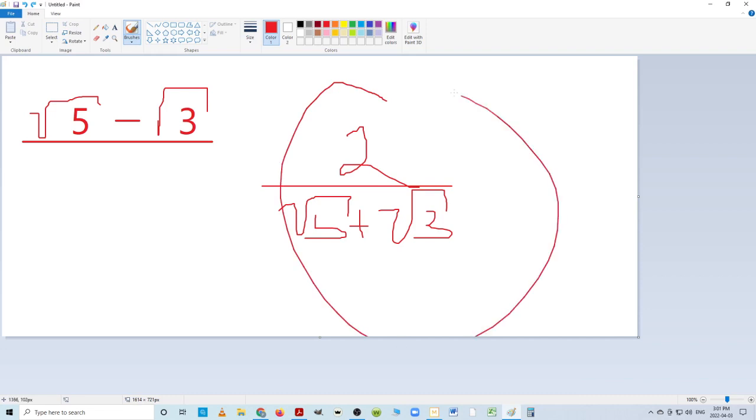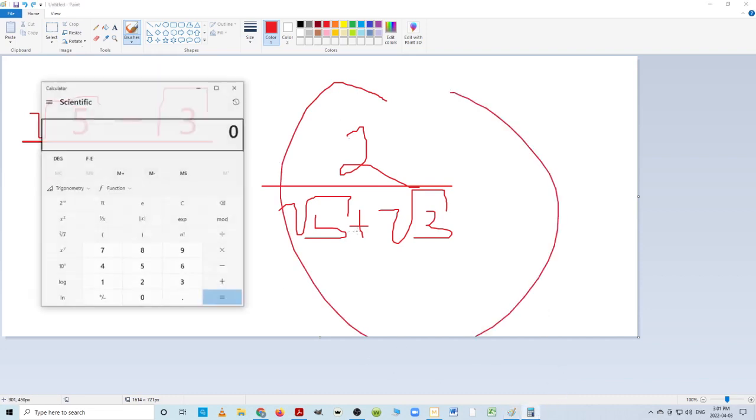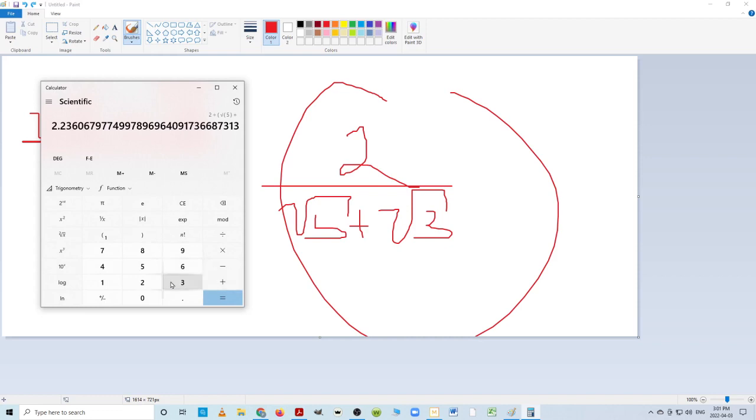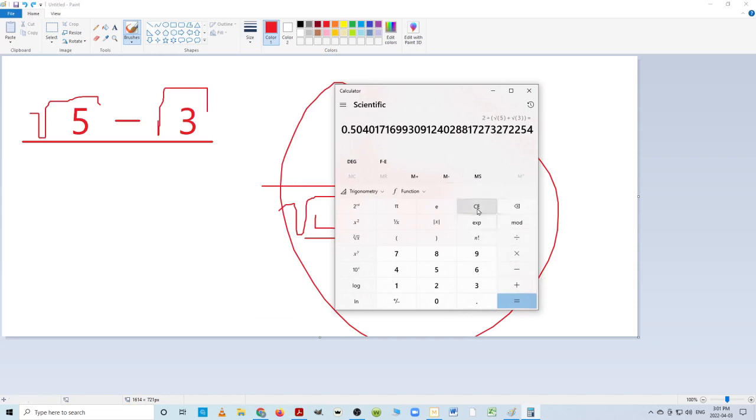But let's just take this and see what it comes to, and then we'll take this and see what it comes to. So when I do 2 divided, and I have to do a brackets here, square root of 5 plus square root of 3, close brackets, equals, I get 0.504. So just remember that, 0.504. And now on the left, we're going to do square root of 5 minus square root of 3. And we get the same number.